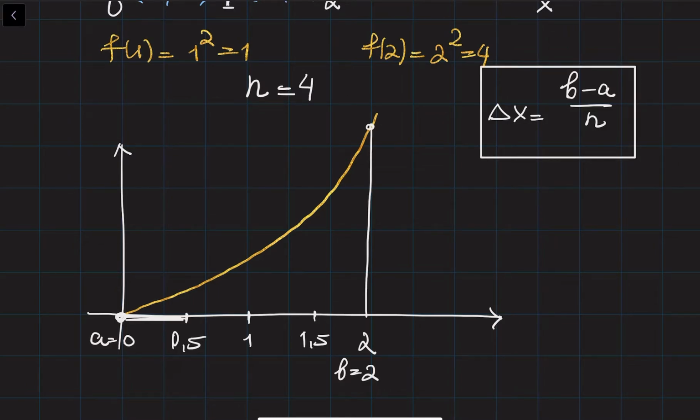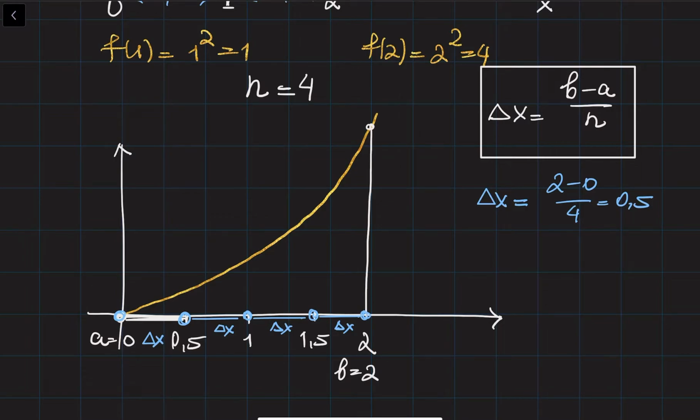And again, if you apply this formula, in this case delta x is equal to 2 minus 0 over 4, which is equal to 0.5. So the delta x here is also 0.5, here is also 0.5, and here as well. Every time you would like to find the next point, you start from 0, and the next point is going to be 0 plus delta x. So plus delta x is going to give you 1, plus delta x is going to give you 1.5, plus delta x is going to give you 2.